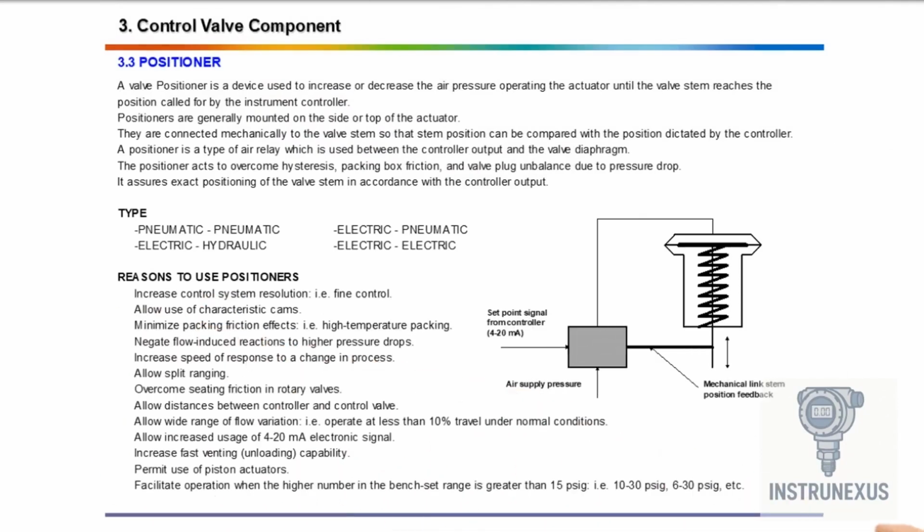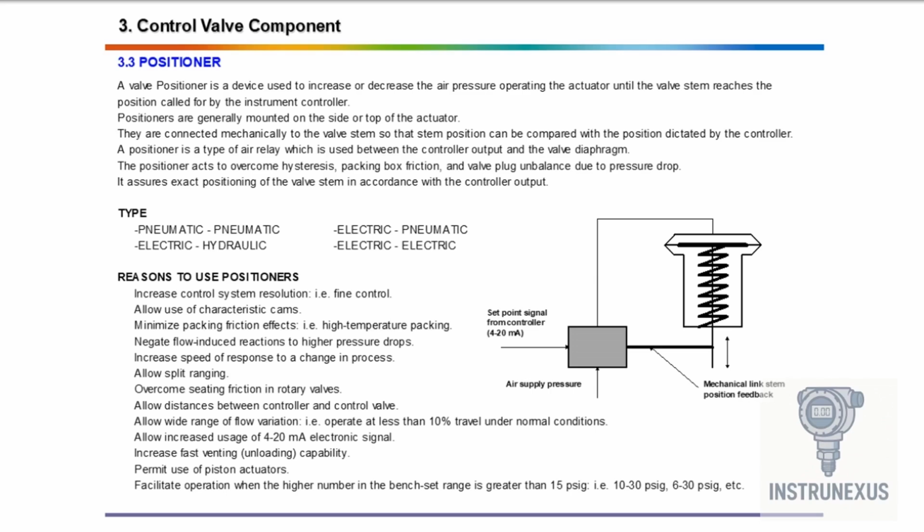What does a positioner do exactly? It acts like an intelligent relay between the controller output and the actuator diaphragm. By doing this, it helps overcome real-world issues like hysteresis, friction in the packing box, unbalance from pressure drops across the valve. So instead of relying on air pressure alone, the positioner ensures exact stem positioning, which is essential for precision control.